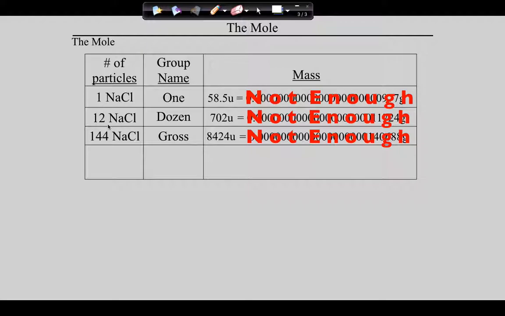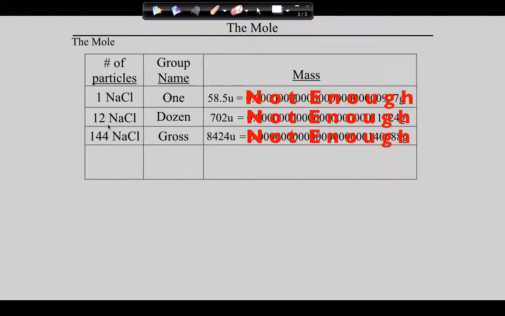Obviously, that was childish, but it's going somewhere. Here's what you understand. You understand that these numbers are ridiculously small. And you understand that we are comfortable with this idea that numbers of things can have names, like 12 is a dozen and 144 is a gross. So now, guys, let's actually answer the question.